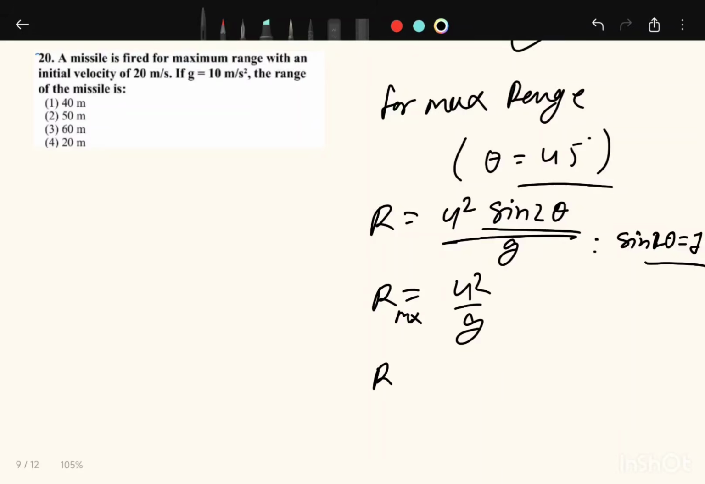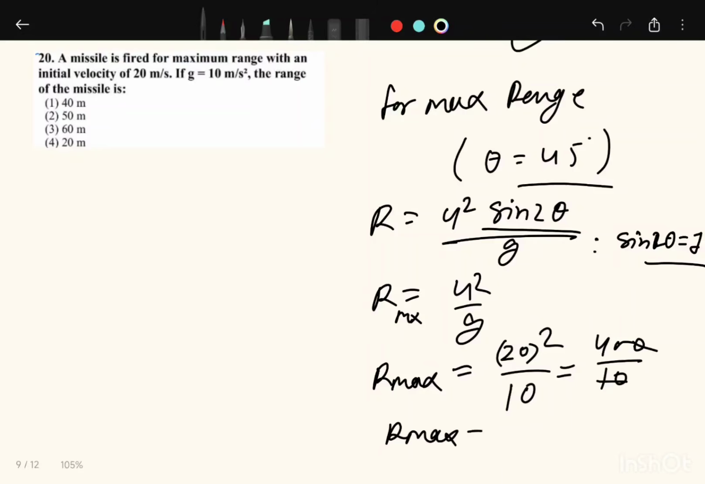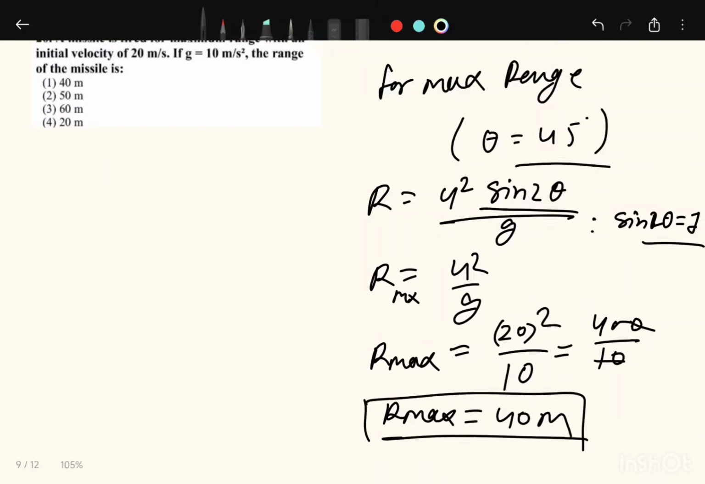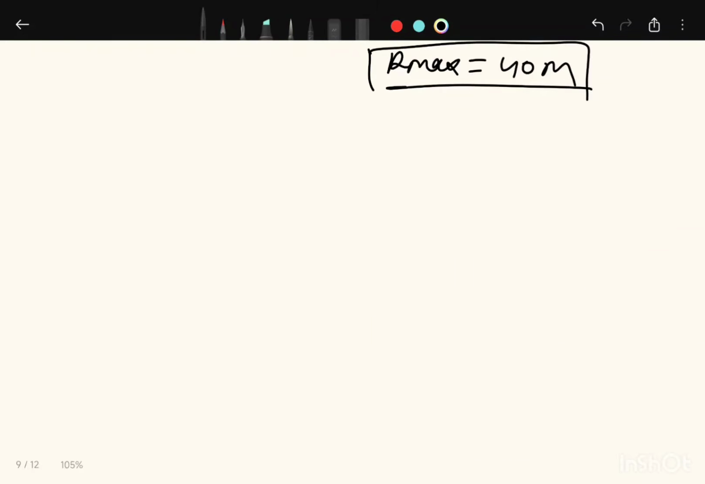So we have the value of u and g. So put 20 square by 10, 400 divided by 10. So your maximum range will be how much? 40 meter only. This was a very easy question. Let me move to the next problem.